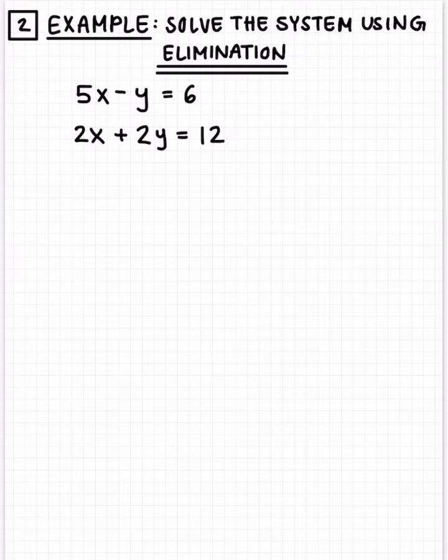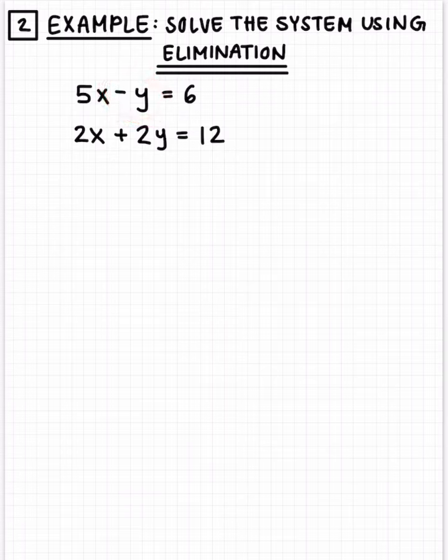Now moving on to box 2, which is an example problem, let's try solving the system using elimination. So we have 5x minus y equals 6, and 2x plus 2y equals 12. So the system is a bit different from box 1. Our first step is to notice that we have a minus y here and a 2y here, and it would be great to have a negative 2y here for the y terms to cancel out.